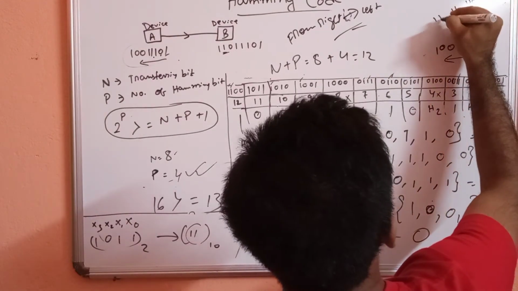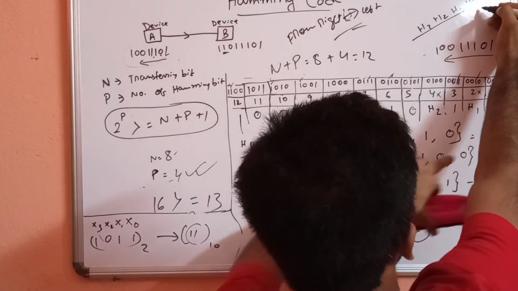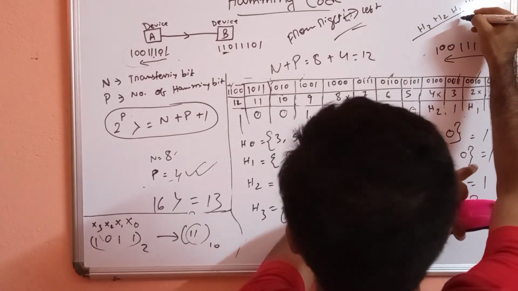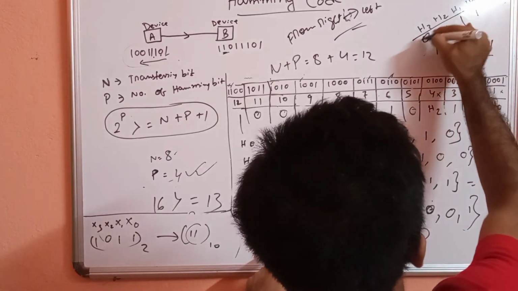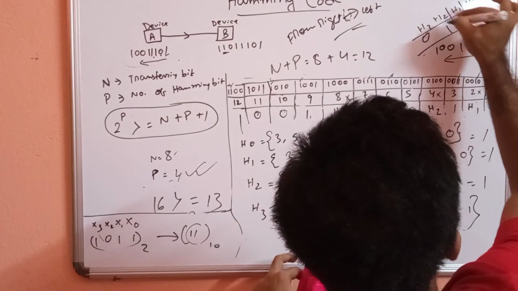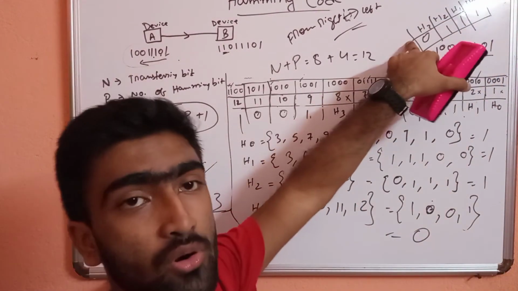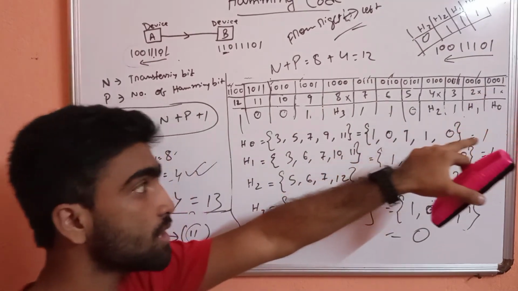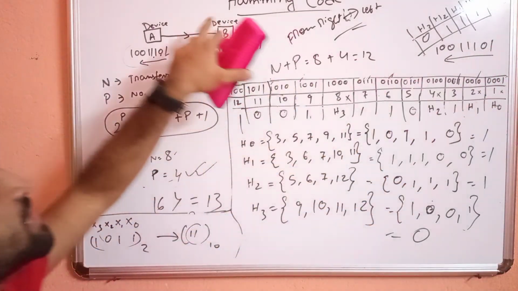H0, H1, H2, H3. What are they? H0 is 1, H1 is 1, H2 is also 1, and H3 is 0. So this is our Hamming code. By this code we will find the error in what B received.